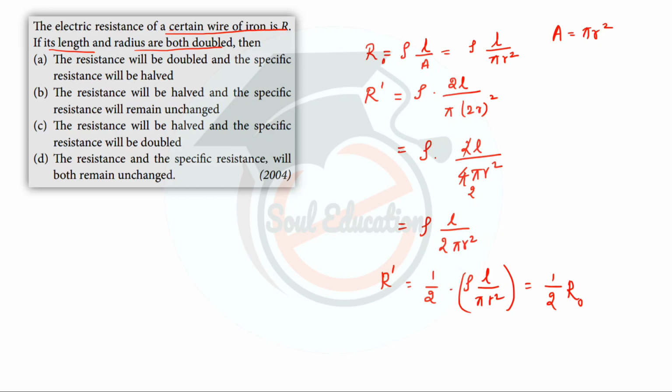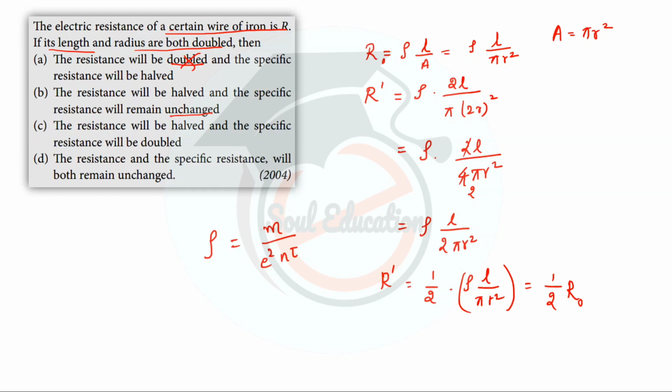So what are the options? The resistance will be doubled, that is not correct. The resistance will be half, yes, that is correct. And the specific resistance will remain unchanged. Listen, specific resistance does not depend on the length of the conductor or the radius of the conductor. Specific resistance is nothing but resistivity, which is equal to m by e square n tau. It does not depend on the length of the conductor as well as the radius of the conductor.